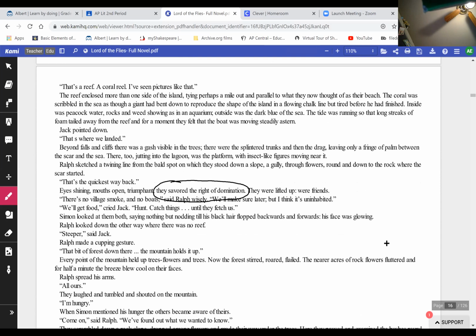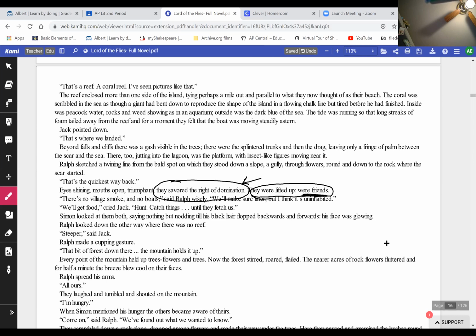Now, the interesting thing here is this is kind of the last time we see this. They were lifted up, were friends, and this is really the last time that this is going to happen, especially with Jack and Ralph. They savored the right of domination, and this is key to the story because the idea of dominating is so inherent. It's almost like we're born to do this.